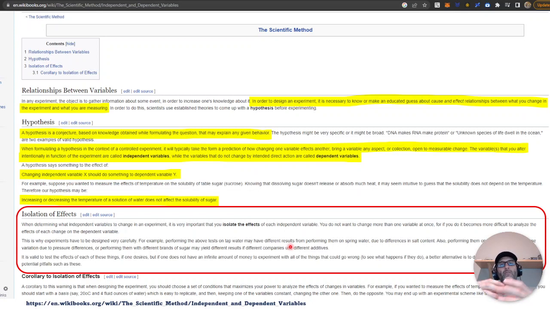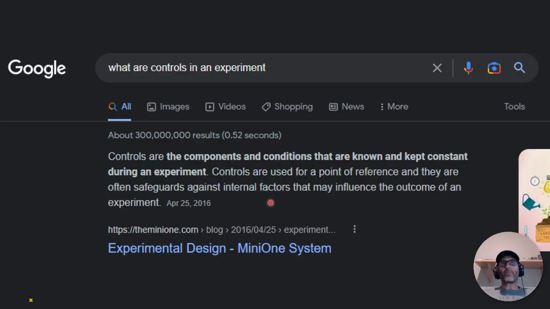And what I mean is that if what you're trying to manipulate can be manipulated with multiple independent variables, you have to control those other independent variables. So if there's three factors that can manipulate your dependent variable, you have to track all of those. You have to take them all into account, and that's just called isolation of effects.